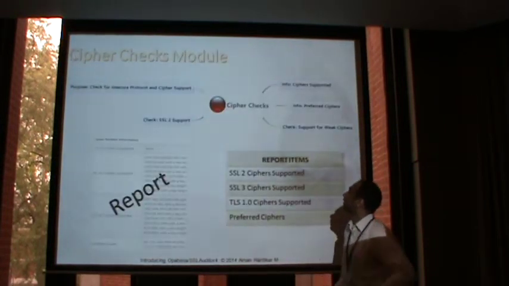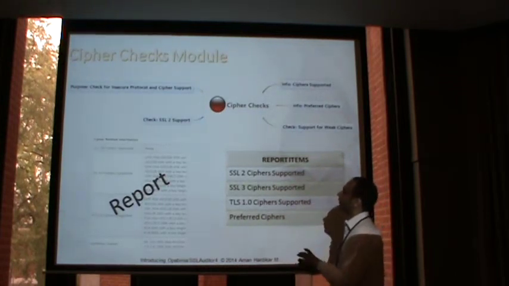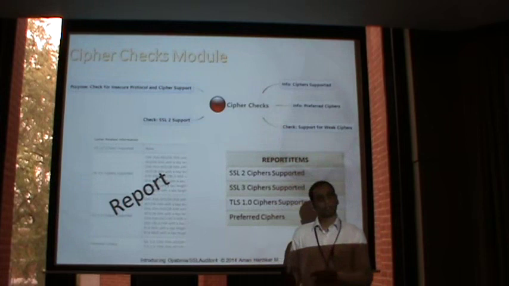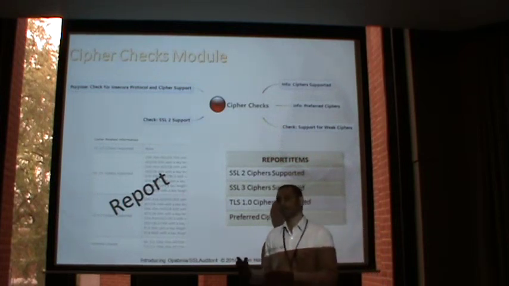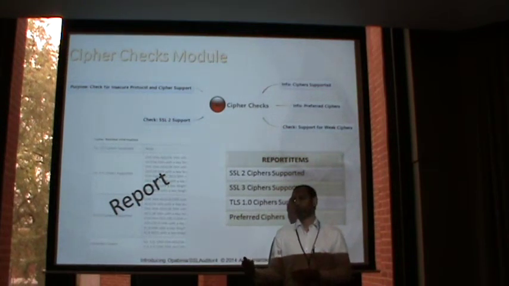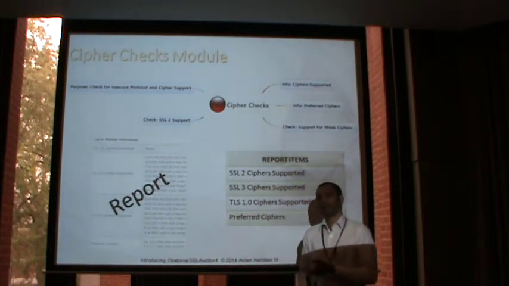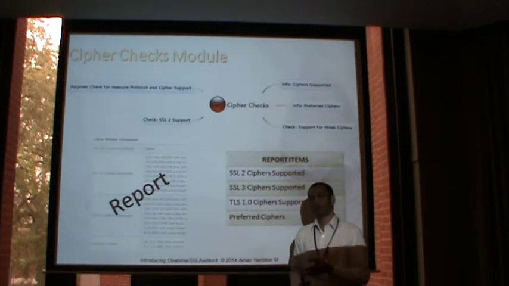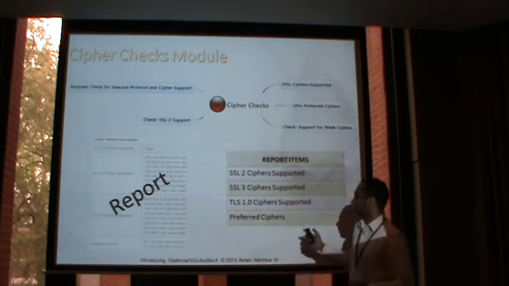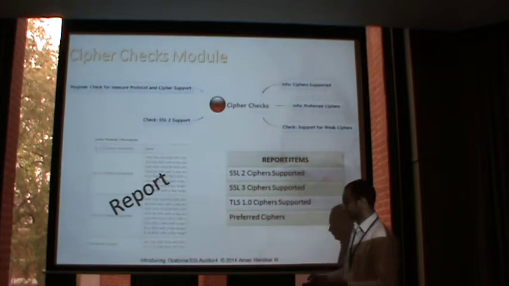Let's now look at the various cipher checks that the tool does. The tool checks for the various protocols that are supported by the SSL service, and it also checks for the various ciphers that are supported by each of those protocols, and then it lists the preferred ciphers for each of the protocols. And it flags if it finds SSL version 2 or any of the weak ciphers enabled. This is a sample report, and these are the various fields in the report.